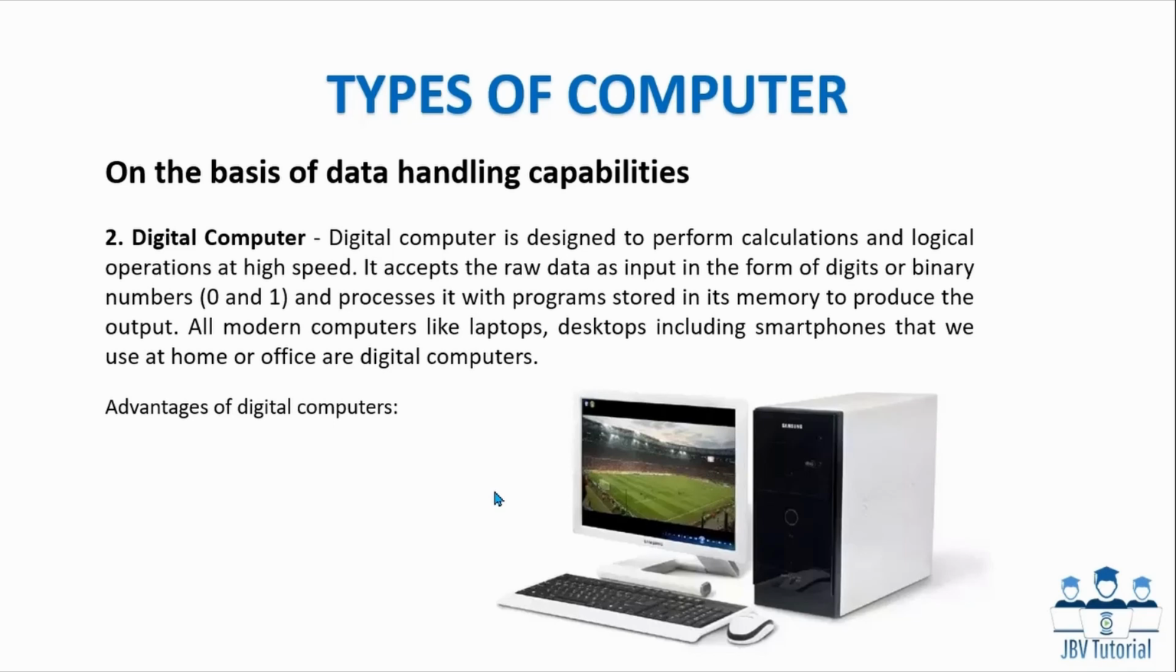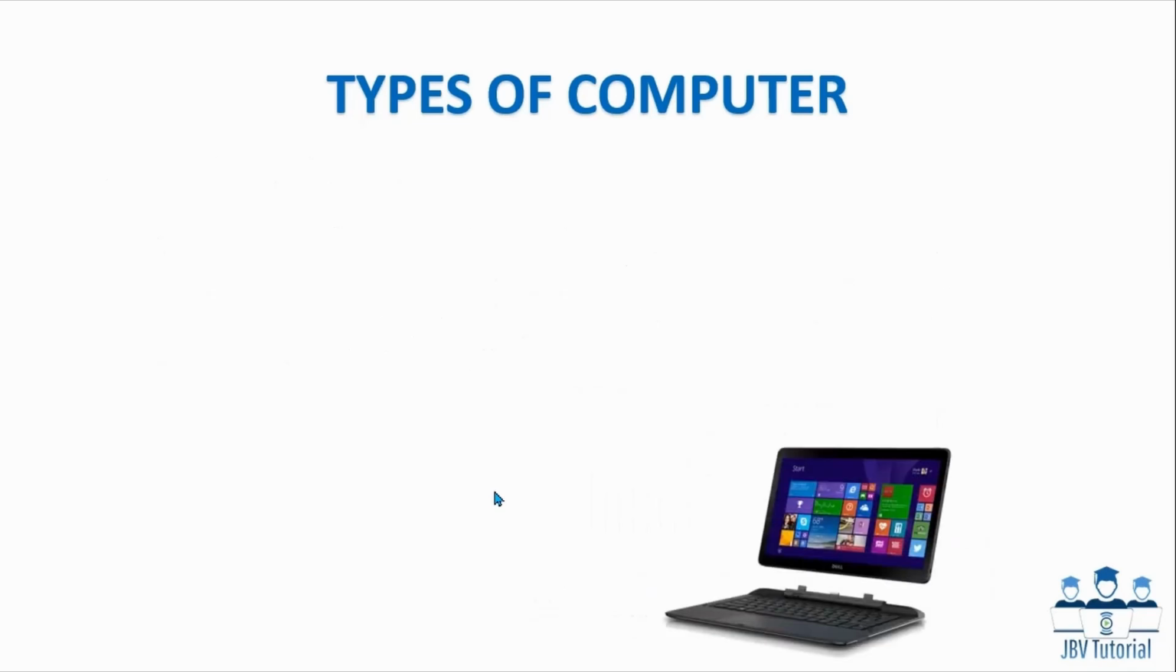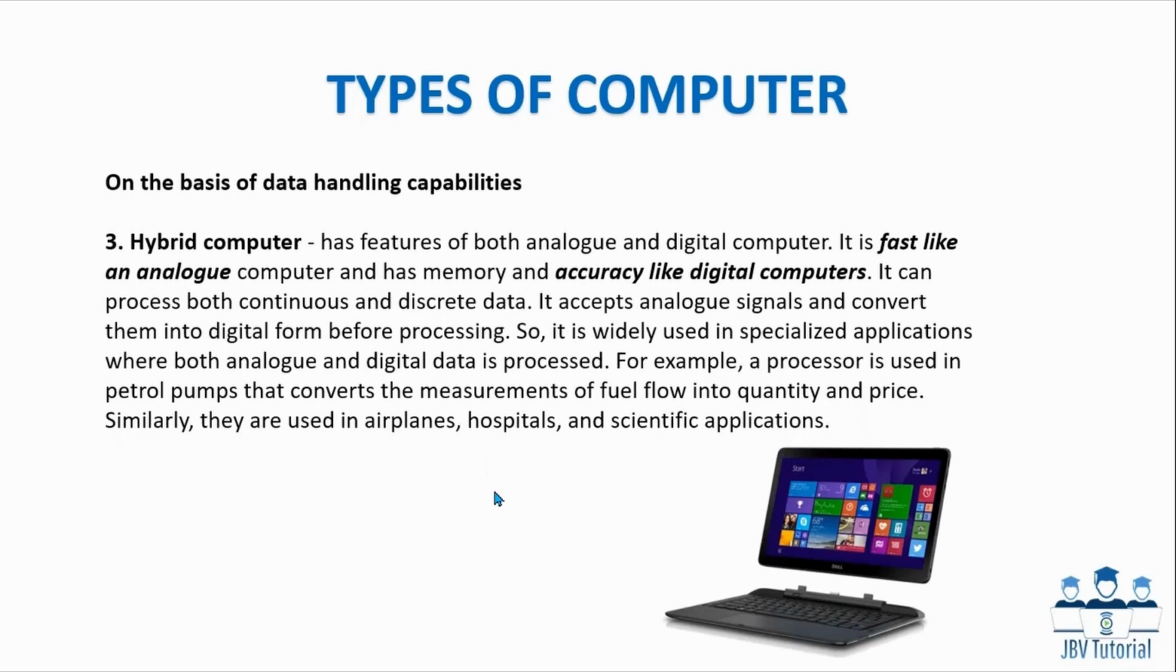3. Hybrid computer. Hybrid computer has features of both analog and digital computer. It is fast like an analog computer and has memory and accuracy like digital computers. It can process both continuous and discrete data. It accepts analog signals and converts them into digital form before processing. So, it is widely used in specialized applications where both analog and digital data is processed.